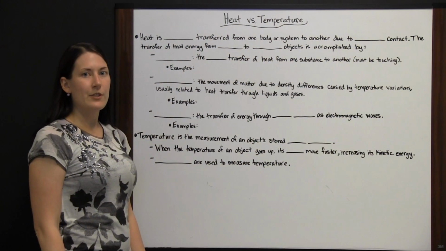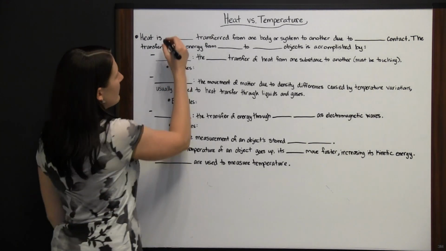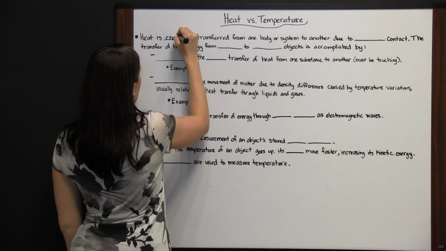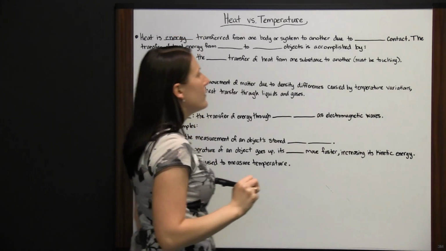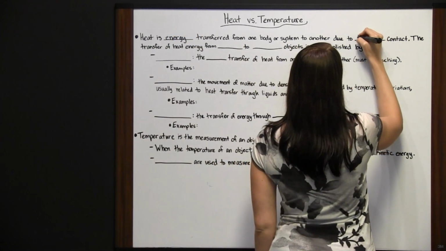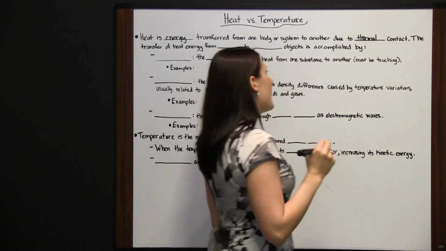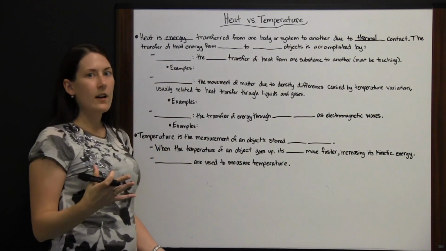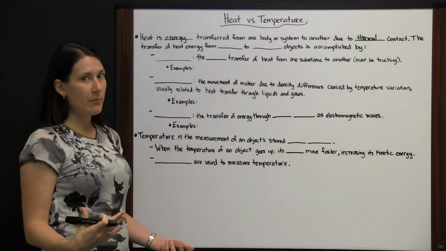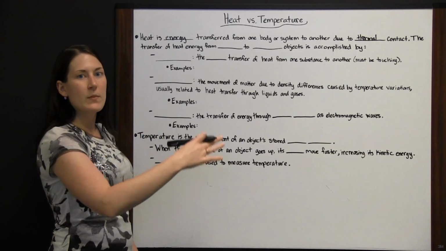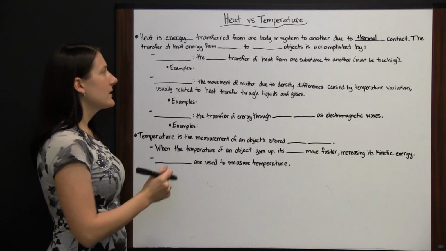Heat versus temperature. Heat is energy transferred from one body or system to another due to thermal contact. And that just means contact between two things where the temperature is going to change. And that is because energy is being transferred between the two objects.